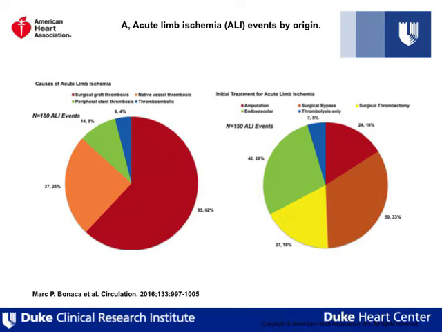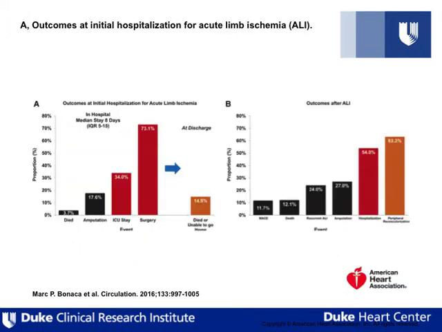So those are the types of events that occurred in TRA2P, only 150 events overall. But again, one of the best studies to evaluate what's going on in this population. Those patients were then treated with surgical bypass in the right panel in orange. In yellow is surgical thrombectomy. And then in lime green, again, is endovascular care.